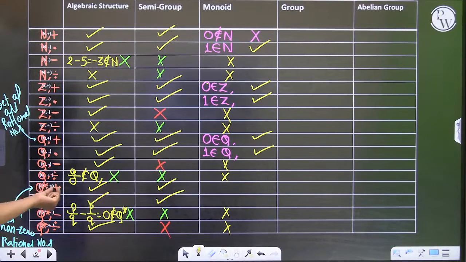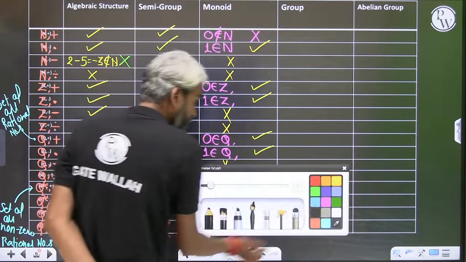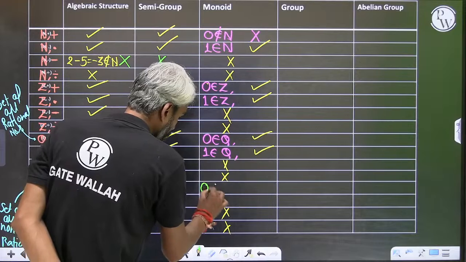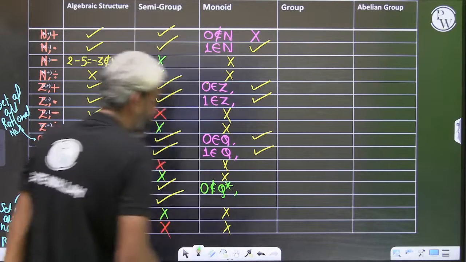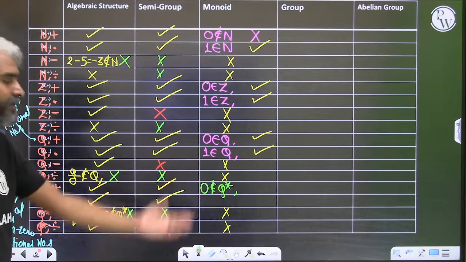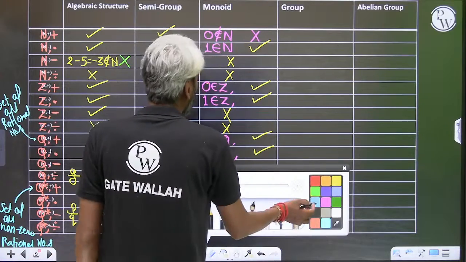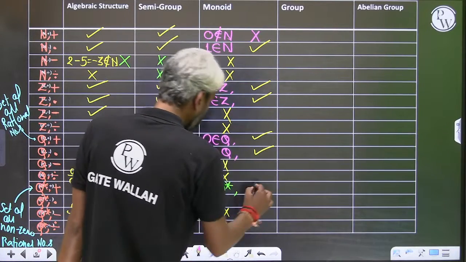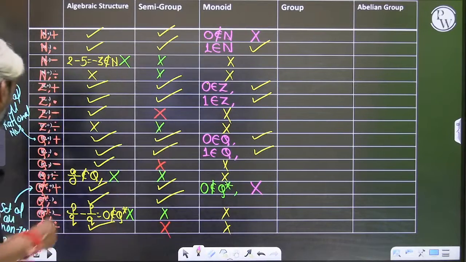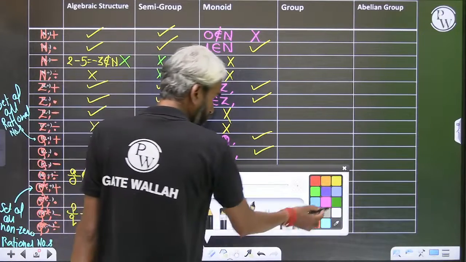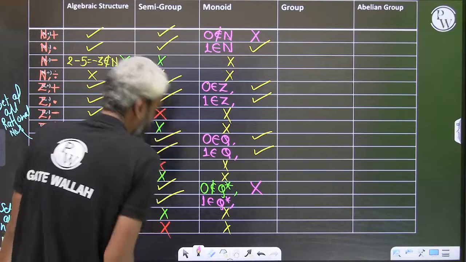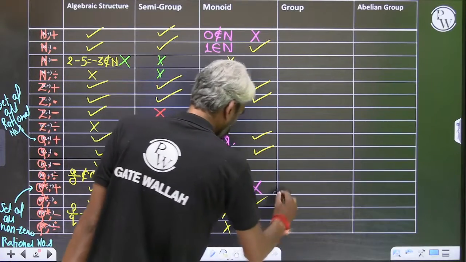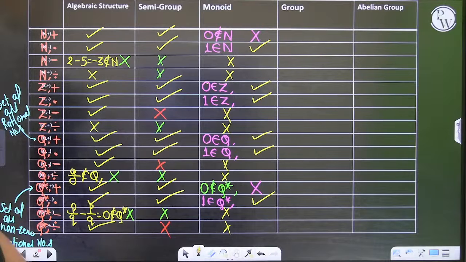So what about this? Sir, identity with respect to addition is 0, and 0 does not belong to the set of all non-zero rational numbers. We are already saying it is non-zero rational numbers. Therefore, it cannot be a monoid. Apart from that, sir, 1 belongs to the set of all non-zero rational numbers. Therefore, the set of all non-zero rational numbers with respect to multiplication is a monoid. Clear as of now?